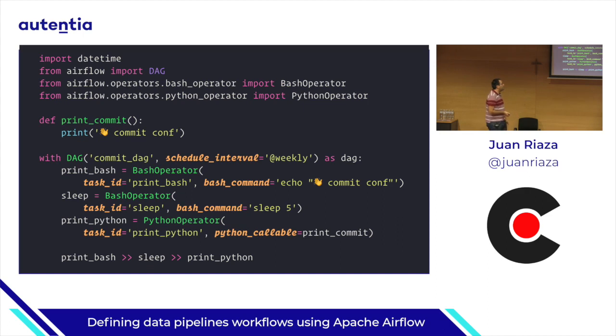For the first one, the Bash operator, each task needs to have a task ID. And the simple one is just a Bash command. We just execute echo hello commitconf. And then we sleep for 5 seconds. And we have a Python operator that just calls a reference to a Python function. It's up there, print_commit. It's just a waving hand, hello commitconf. And the last line is how we set up the hierarchy, the upstream dependencies. So first it's print_bash, then sleep, then comes print_python.